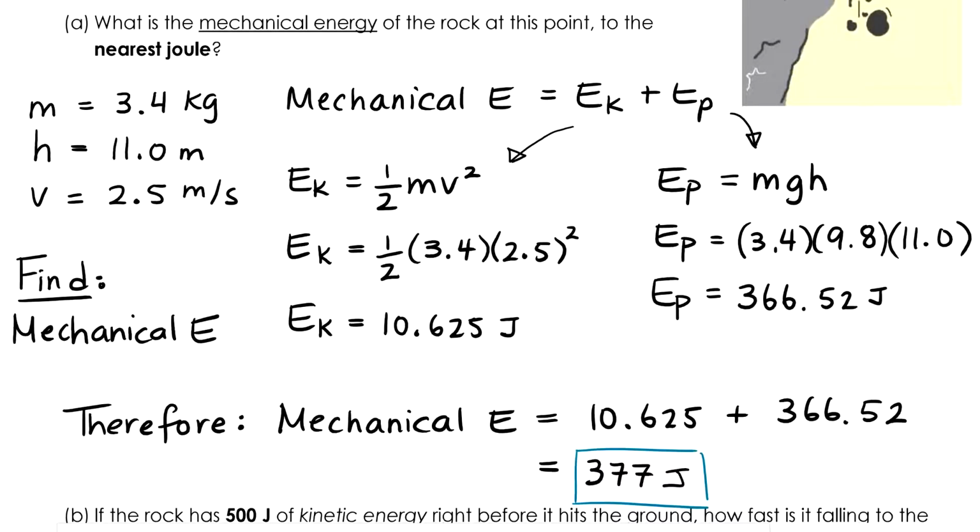Okay, let's compare our answers. Hopefully you started by listing all the quantities given in the question and itemizing what we were supposed to find, which was mechanical energy in this case, which is simply the sum of the kinetic energy, which we can calculate, and the potential energy, which we can calculate. And then we can find the sum of those two values and round our answer to the nearest joule, and I got 377 joules.